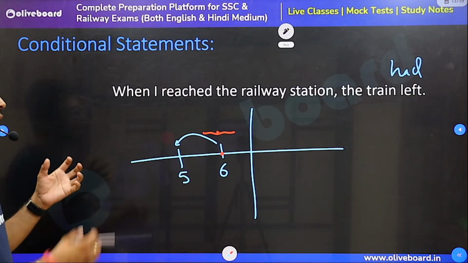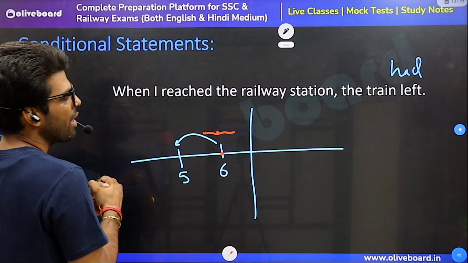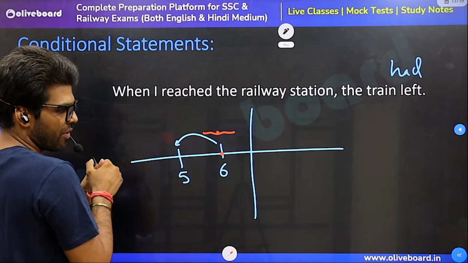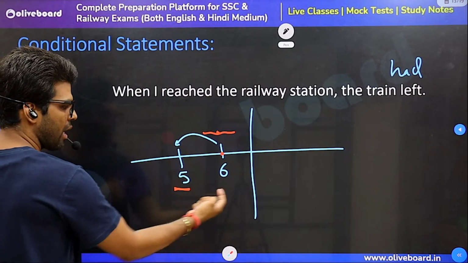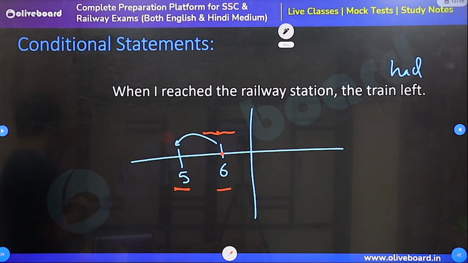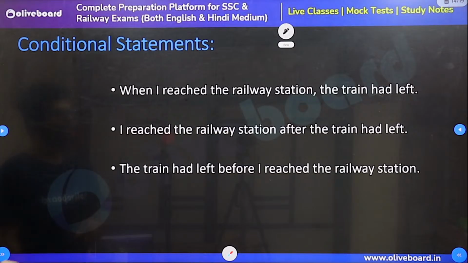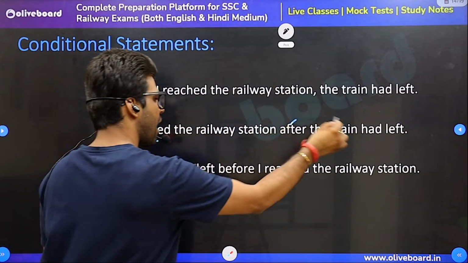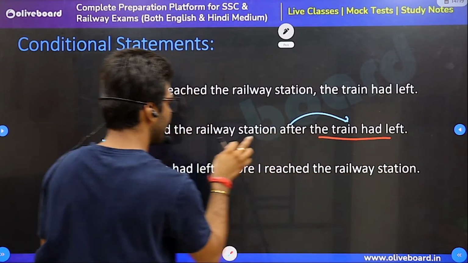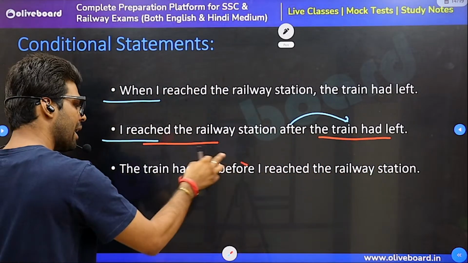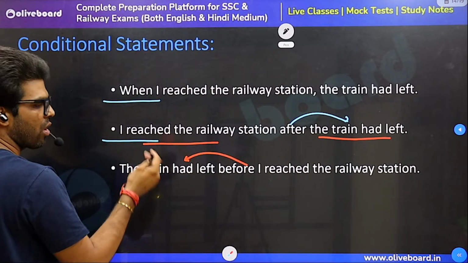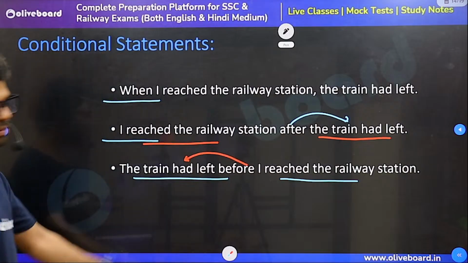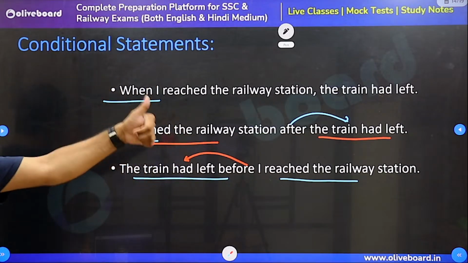Doubts welcome. When I reached the railway station, the train had left. Or, I reached the railway station after the train had left, or the train had left before I reached the railway station. So there may be three possibilities. Feel this perfect tense and indefinite combination here. The train had left before. Before what? Before I reached the railway station. This is perfect now. This is indefinite now. Is that okay? If not, feel free to ask.